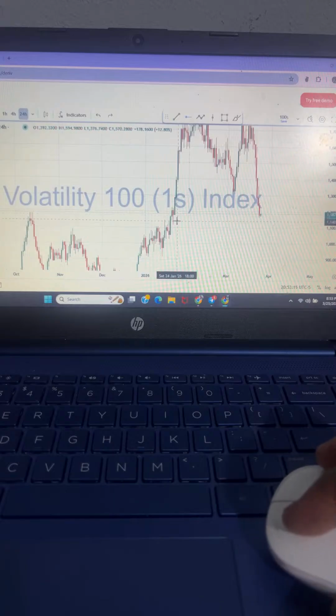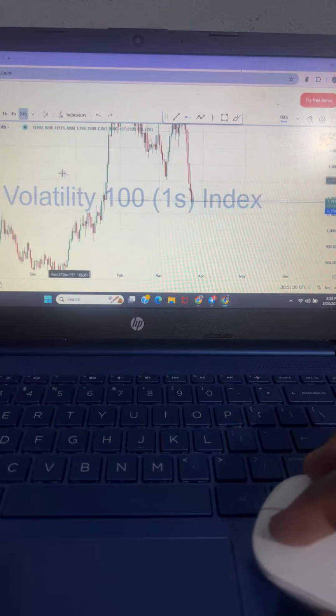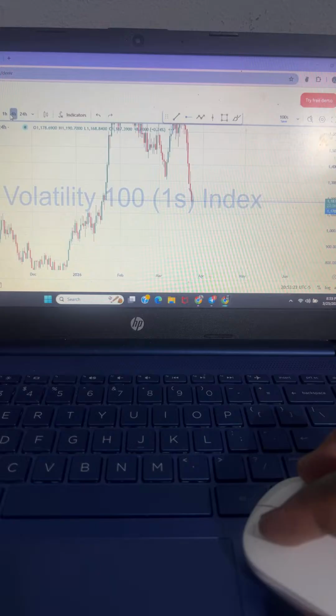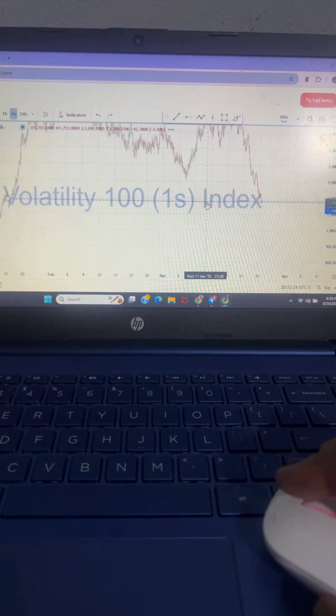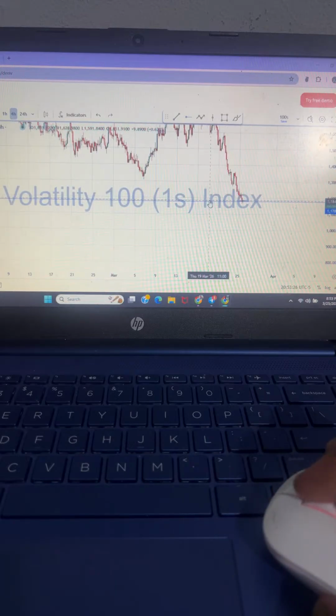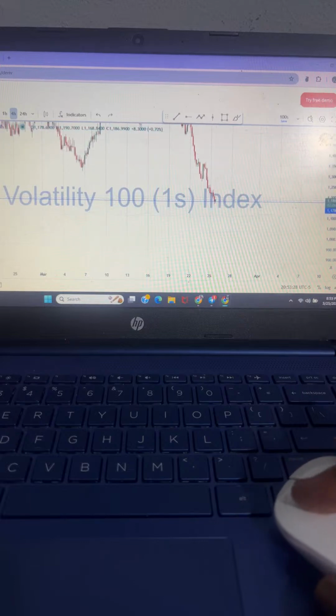Price can respect this daily structure, you know. Price respects daily structure.